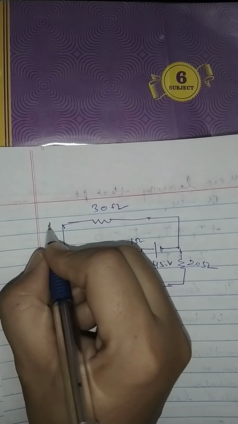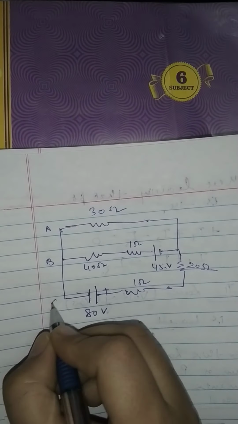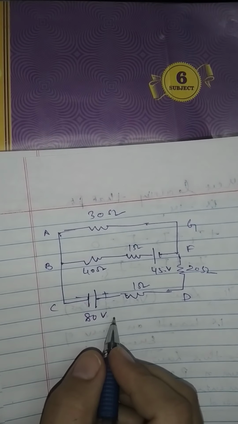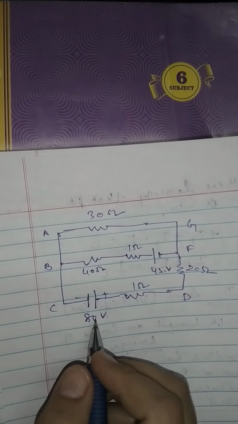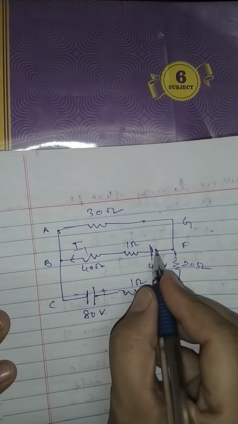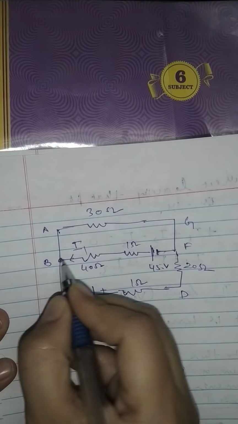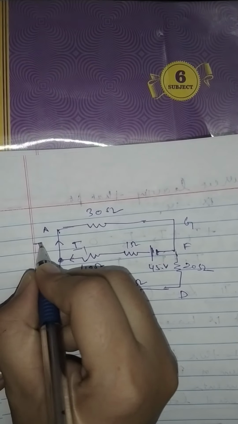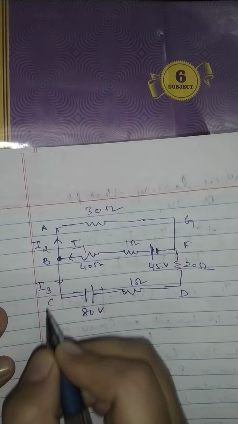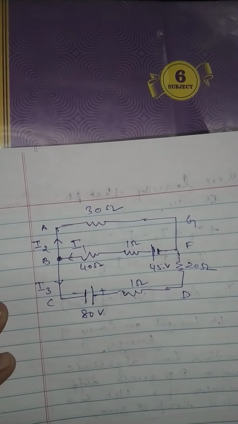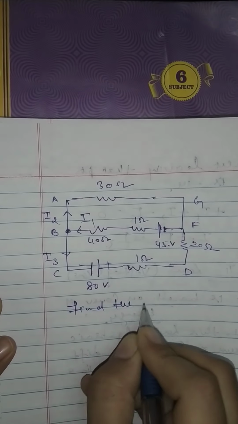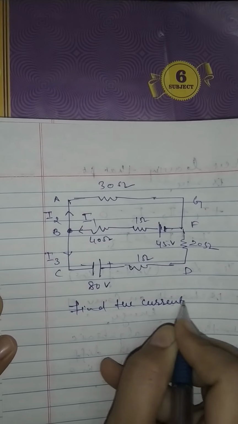Suppose you have to find the current in different branches. If we say I1 is the current coming from this cell, at this point B it gets divided into two parts. I2 moves in the upward direction and I3 moves in the downward direction. So I have chosen this. You have to find the current in different branches.